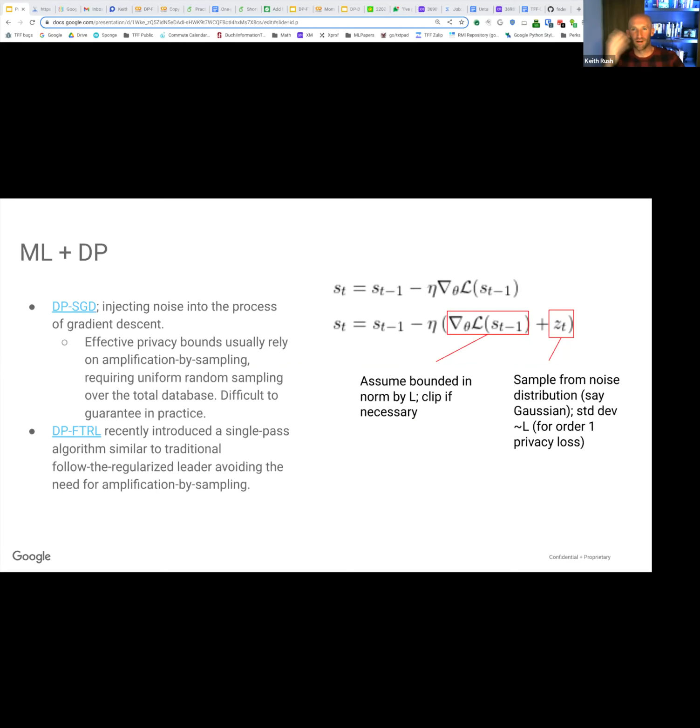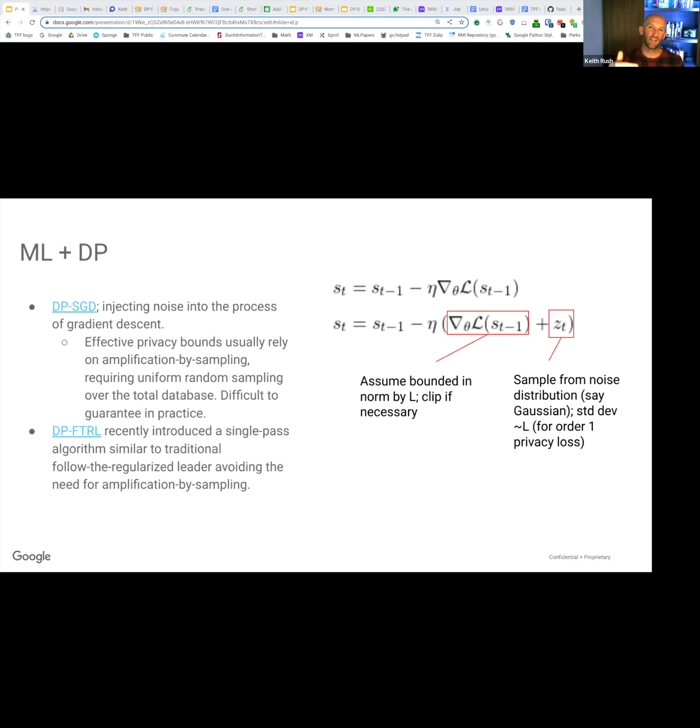Okay, so we talked about DP, we talked about federated learning, so we have to talk a little bit about how ML works with all these things. There are two algorithms we're going to focus on here. One is DP-SGD, which is exactly what you think it is. You do SGD, you clip your gradients so that they're bounded by this L, which we talked about earlier, and now you add some noise at each step of SGD, calibrated proportional to this L. That's what DP-SGD is.